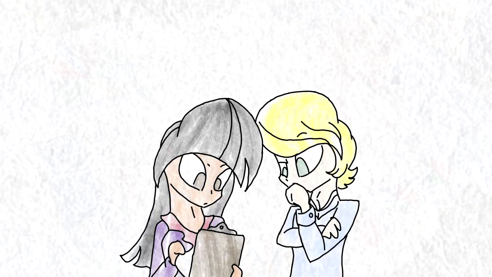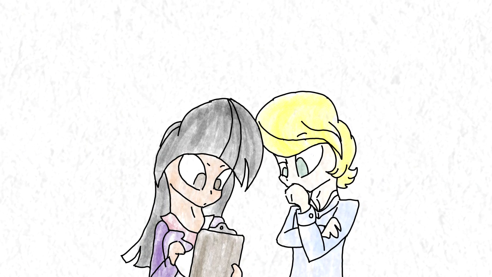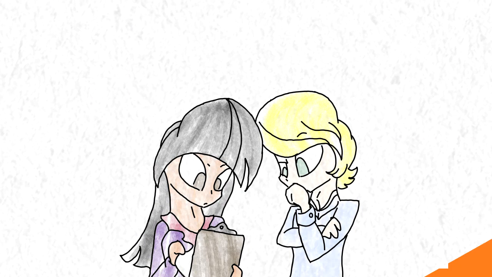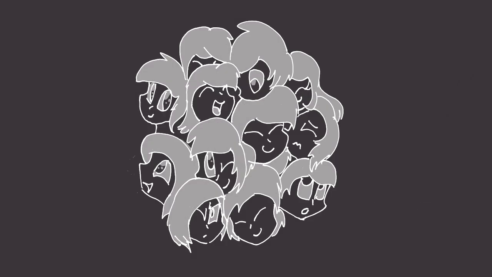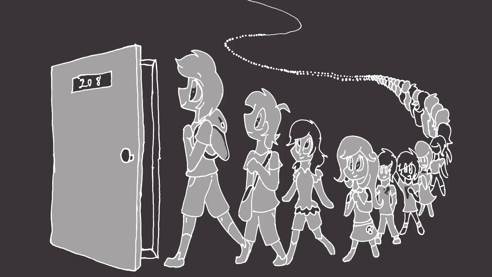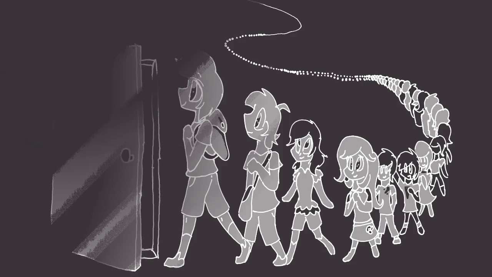Now let's give some more definitions using these two scenarios as examples. Population: the whole group of people, objects, or events that we wish to gain information from. In the first scenario, the population is the whole class of students. In the second scenario, this is harder, but it's everyone that is or will be taking the class.